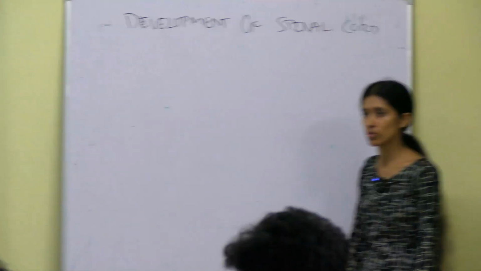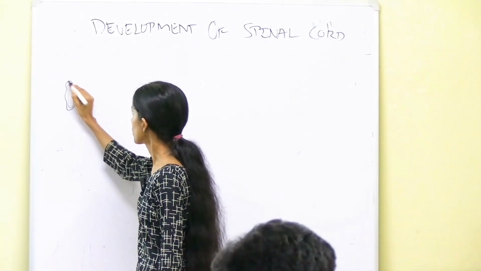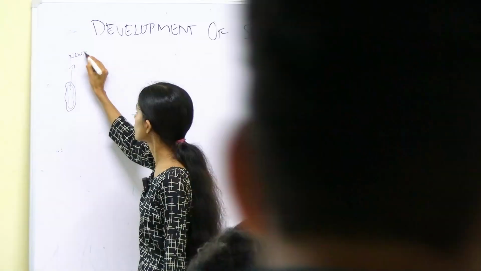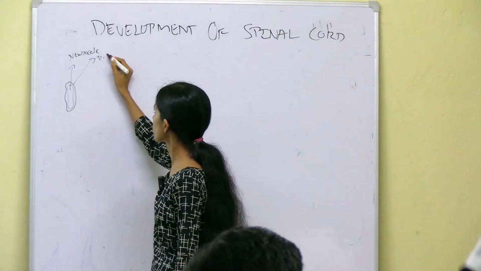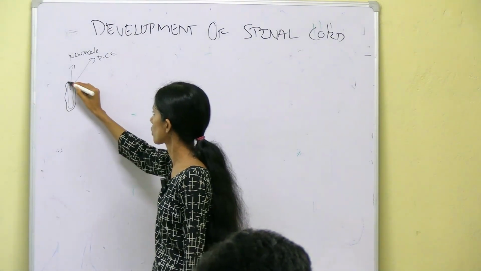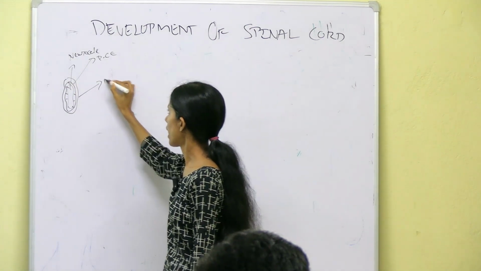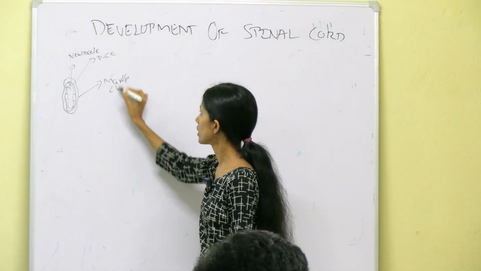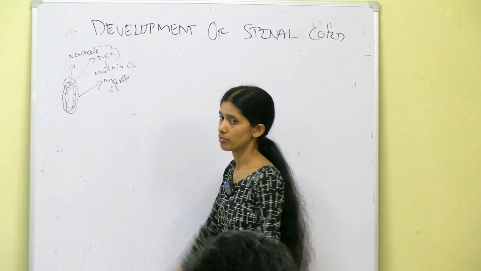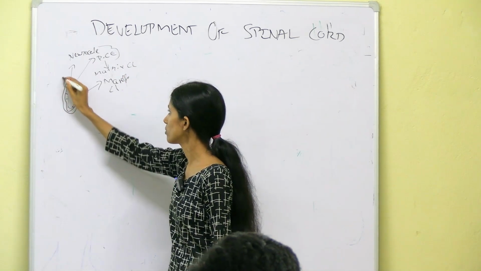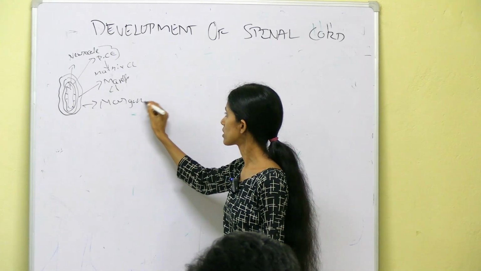So, in the histogenesis, we have already seen the formation of 3 cell layers. So, this is your neurocoel, and the neurocoel is lined by the pseudostratified columnar epithelial cells, okay, like this. And the next layer is mantle cell layer. These two together give us the matrix cell layer. Okay, and the next layer is called the marginal cell layer.